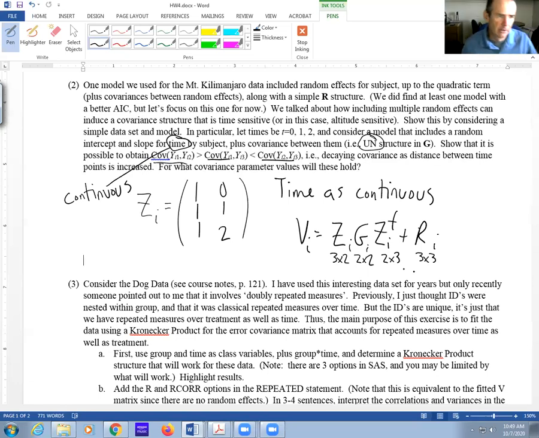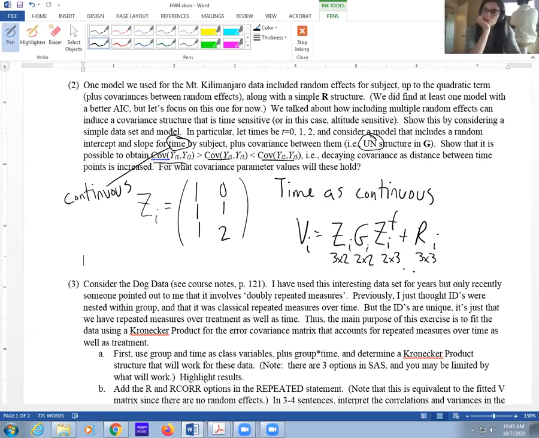And just by including the random slope in addition to the random intercept, and allowing covariance, now we have a more complicated structure than just the compound symmetric. Like if you just add a random intercept, we know that we induce a compound symmetric structure. But if you have a random slope for time plus a covariance between those, then we have a more time-sensitive covariance structure.